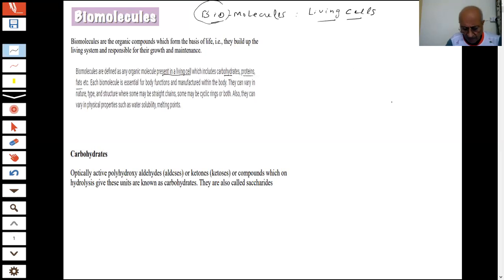Therefore, students, from the chemistry point of view, we are not biology students. We are mainly studying chemistry. From the chemistry point of view, we will be studying the chemistry of these biomolecules, biological molecules which make up our system. The first one you can see on the screen is carbohydrates. Carbohydrates.